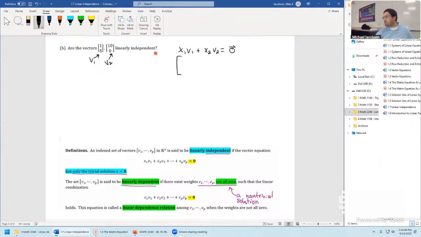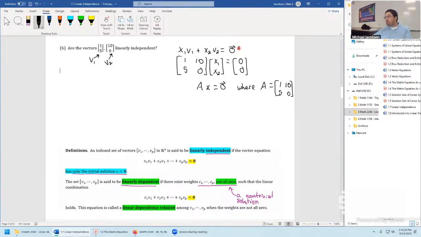The matrix equation would have looked like this: 1, 5, 10, 0, times x1, x2, equals the zero vector. And now we have some options on this. We could consider the augmented matrix, augmented with 0, 0, or we could just consider the matrix alone. We know a lot of interesting theorems about this. Let's rewrite this in the form Ax equals the zero vector, where A is this matrix, 1, 5, 10, 0. There are non-trivial solutions to the vector equation, non-trivial solutions to the matrix equation simultaneously when there's a free variable inside here. And that's going to happen when there are less than 2 pivots. So really all we have to do here is consider the matrix A itself.